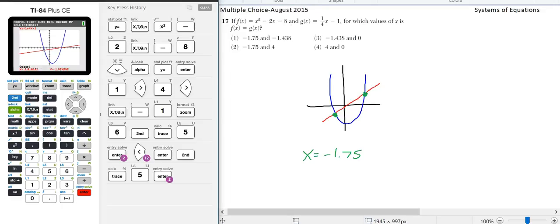Click enter. And then the calculator wants us to guess where we think the intersection is, so we're going to scroll over to the other intersection now and click enter. This intersection is that x is equal to positive 4. So the correct answer is choice 2. The graphs intersect when x is negative 1.75 and when x is equal to 4.